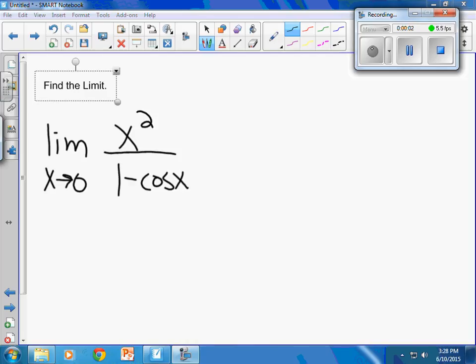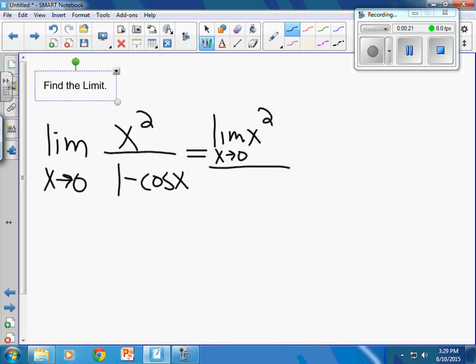Find the limit. The limit of x squared divided by 1 minus cosine of x as x approaches 0. In this example, we would start off by doing the quotient rule. So we would be taking the limit of x squared as x approaches 0 divided by the limit of 1 minus cosine of x as x approaches 0.